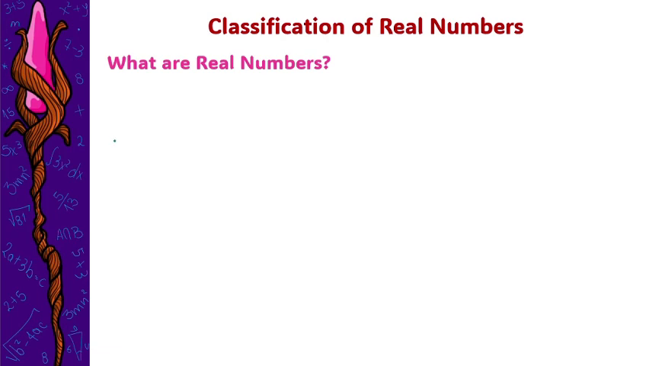Today we are going to check the classification of the real numbers. So let's start talking about what real numbers are. Basically, the real numbers were called just numbers before the complex numbers. All the numbers are divided into two groups, the real numbers and the complex numbers.